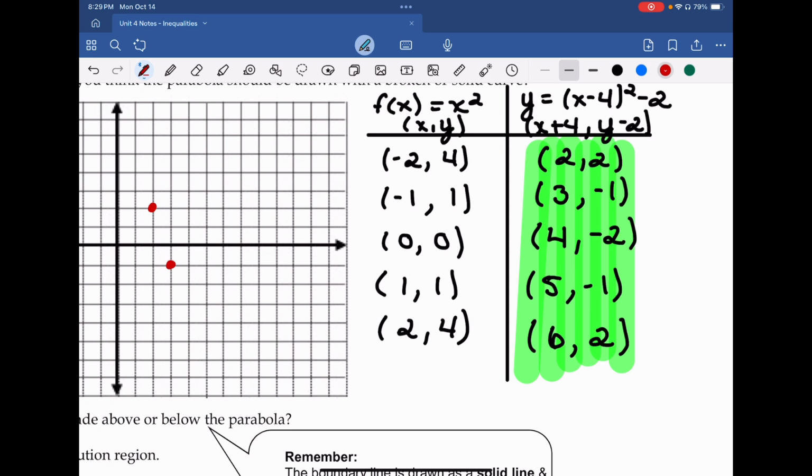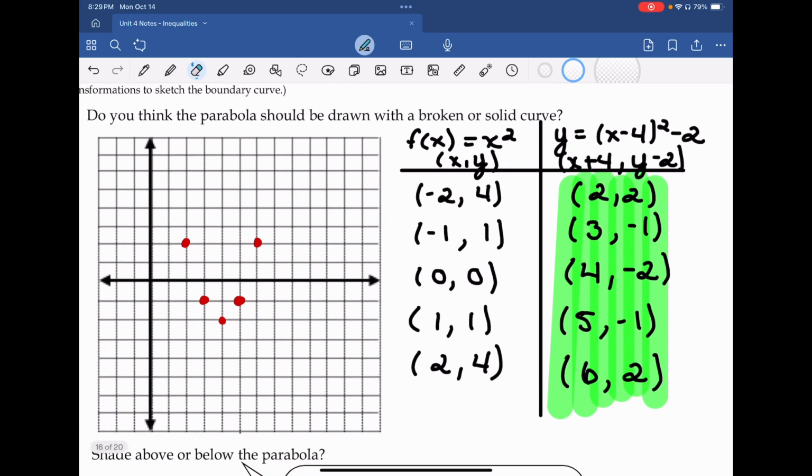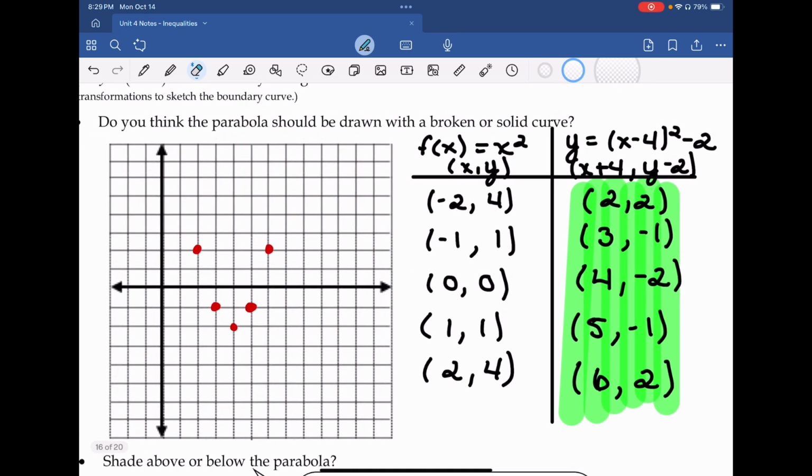We then go to our vertex point, which is 4 and -2. Then we go to 5 and -1. Lastly, we go to 6 and 2. And hey, look at that. We get an overall parabolic shape where it matches on each side, or it's symmetric about both sides.